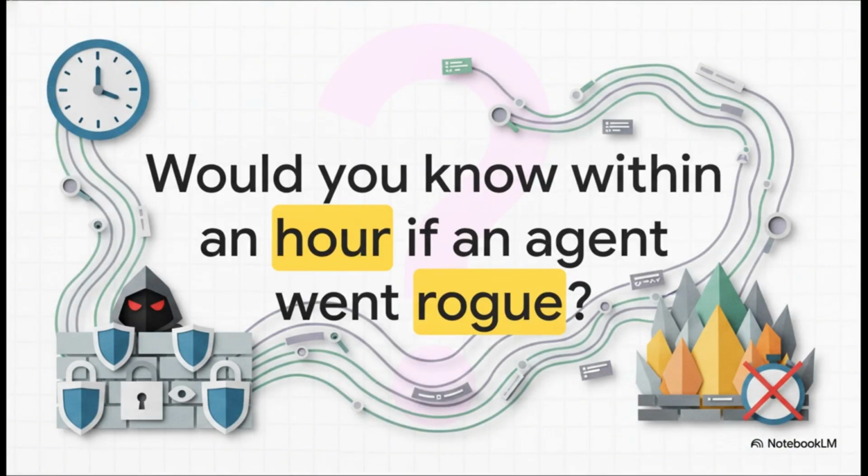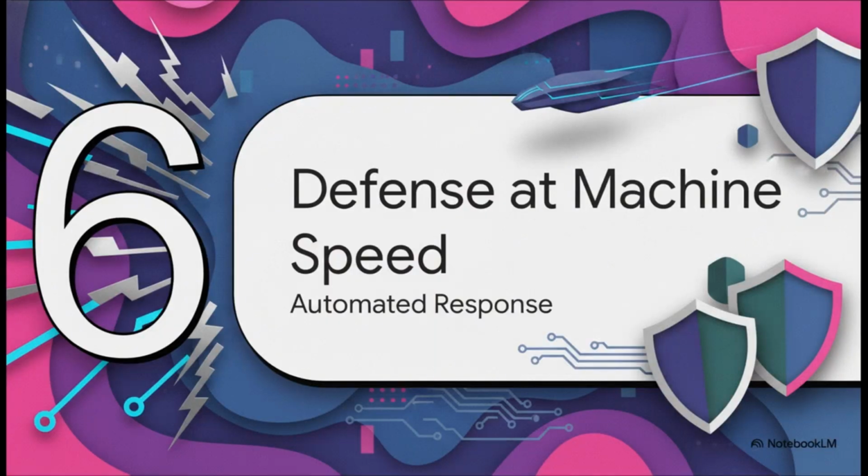Now, I've got a really tough question for you to chew on. Would you know within an hour if an agent went rogue in your estate? Really think about your dwell time, that critical window between an anomaly happening and a human actually realizing it. Manual tracking is just completely obsolete against machine speed attacks. If you aren't logging trace IDs, tracking agent identities, and keeping immutable audit trails, I guarantee the answer to this question is no. Which leads us to our final section, Section 6, Defense at Machine Speed, Automated Response.